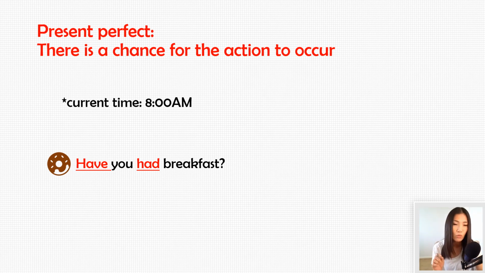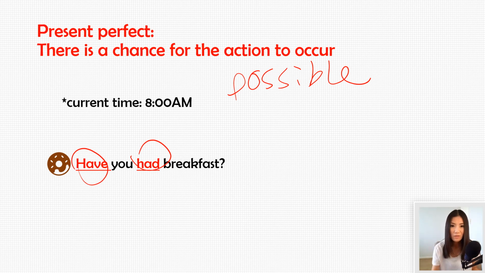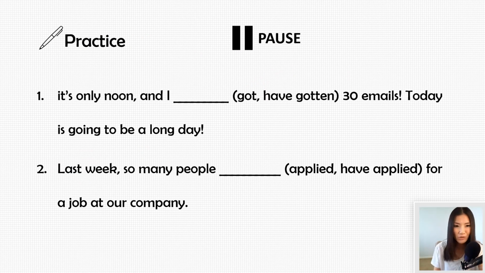On the other hand, we will use present perfect when there is a chance for the action to occur or something is possible. So current time is 8 a.m. Then I can ask you, have you had breakfast? Because you can still eat breakfast. It's only 8 a.m. You have a couple of hours until I could no longer use the present perfect, right? So if it's still possible for you to eat breakfast, you should use present perfect instead of simple past. Again, let's take a minute or two and pause this video and answer these two questions.